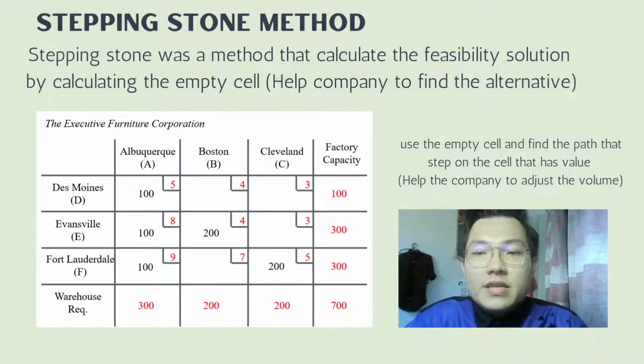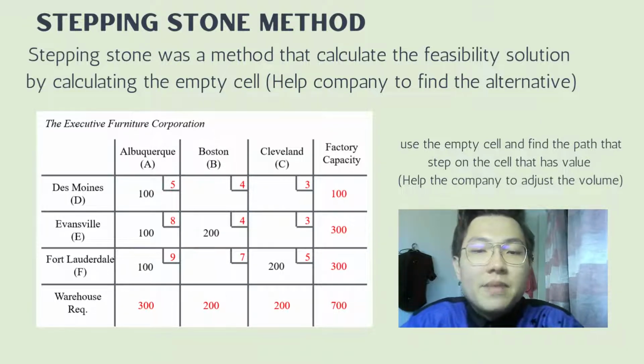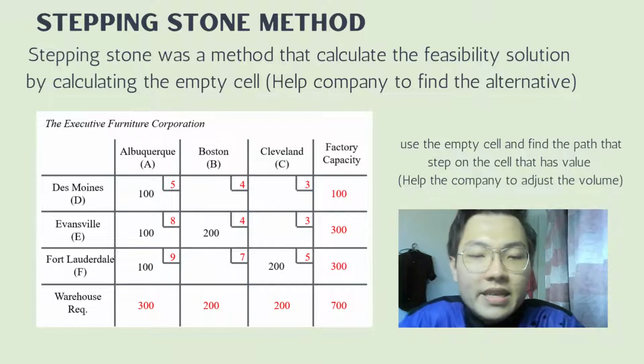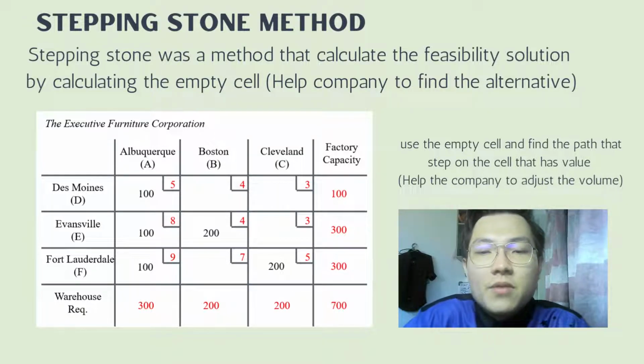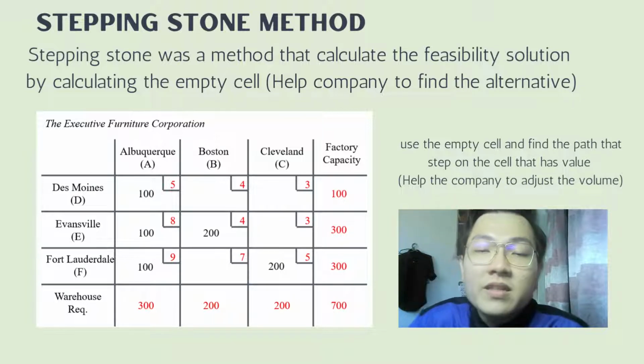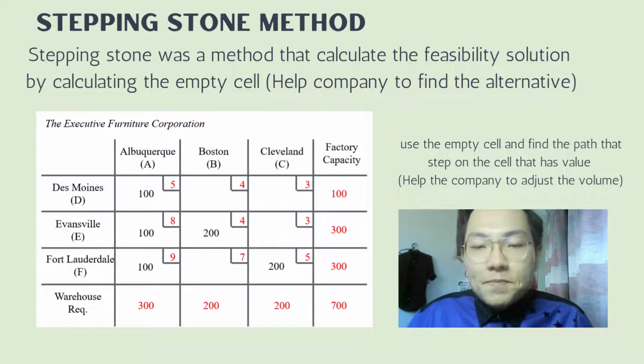And from here we can see we have BD as an empty cell, and CD is an empty cell, and also CE and BF. From here we will need to calculate those 4 cells first to ensure those 4 cells are optimized.